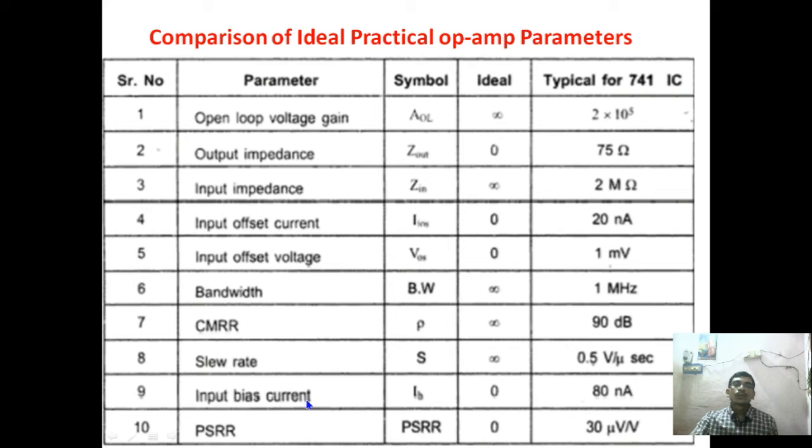Next one is the input bias current, represented as IB, which is 0 for the ideal op amp and 80 nanoamperes for the practical op amp, or else it is 500 nanoamperes. So 80 nanoamperes to 500 nanoamperes it will be. The PSRR, power supply rejection ratio, is 0 for the ideal op amp and in the order of 30 to 80 microvolts per volt for the practical one.